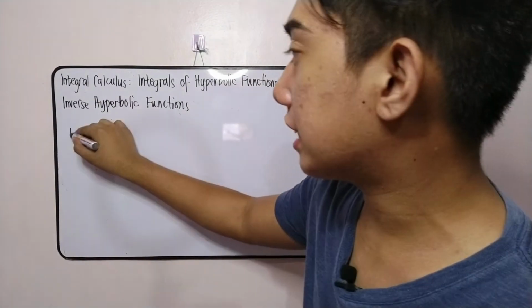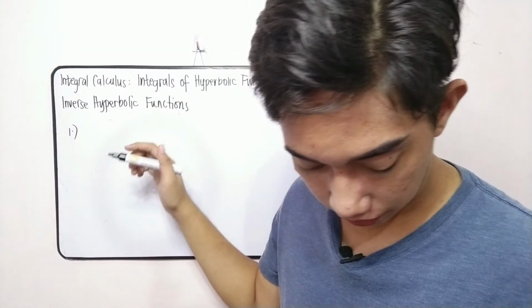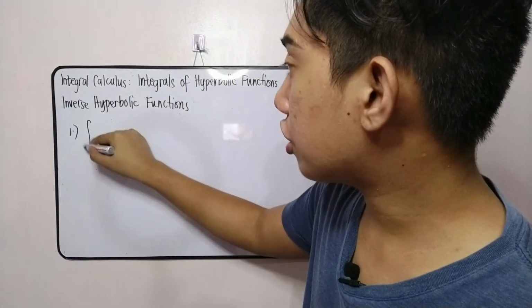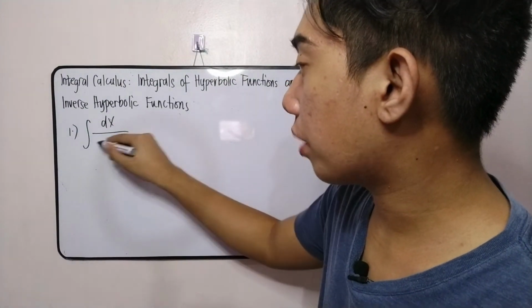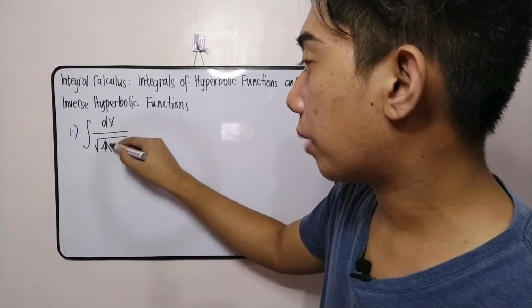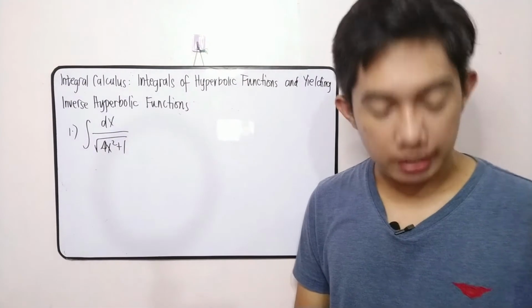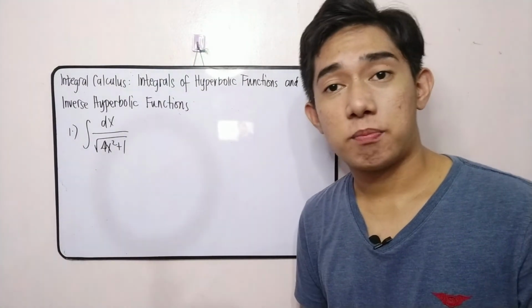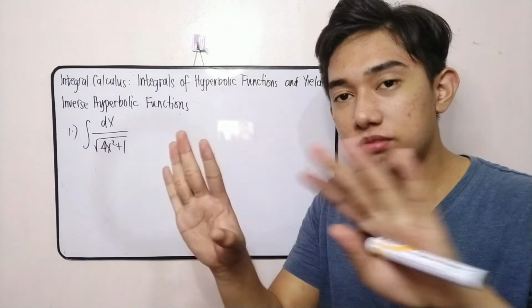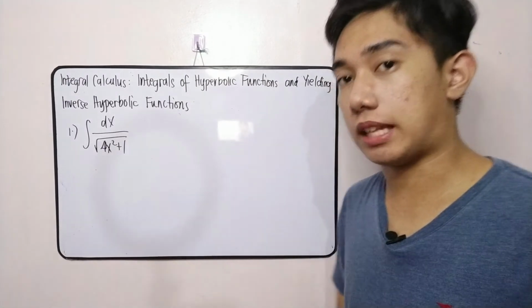So, for the first example of the current lesson, we have the integration of dx all over the square root of 4x squared plus 1. Sa unang tingin pa lang, guys, alam natin na sine siya. Pero, mas madali siya kung ating himay-himayin yung steps.